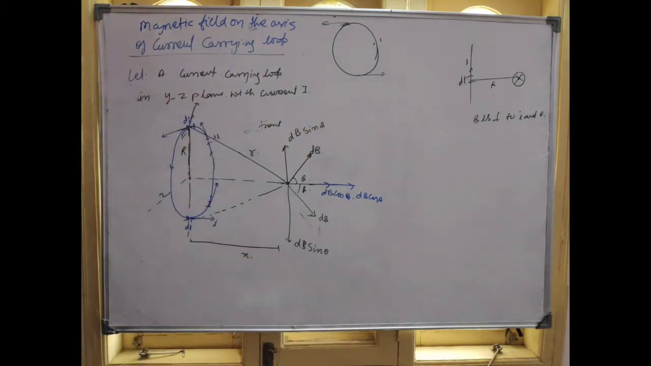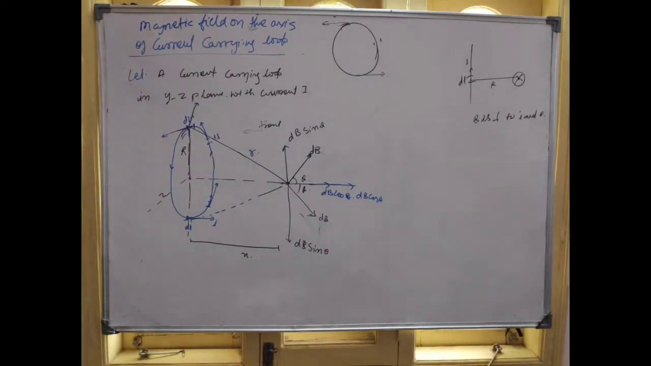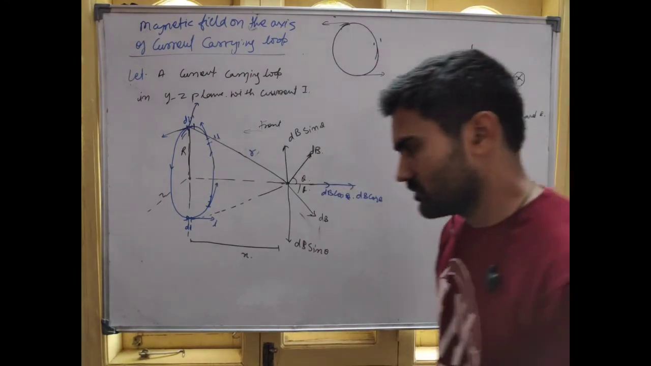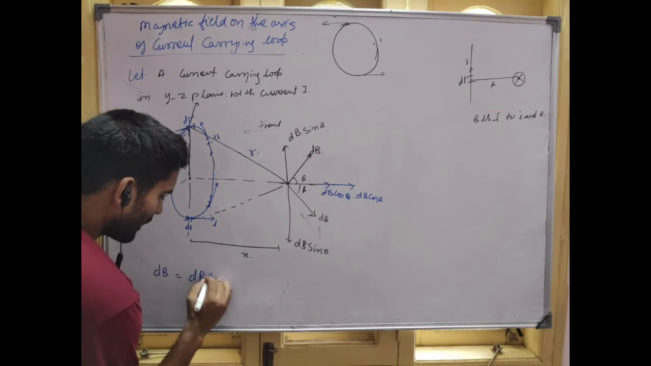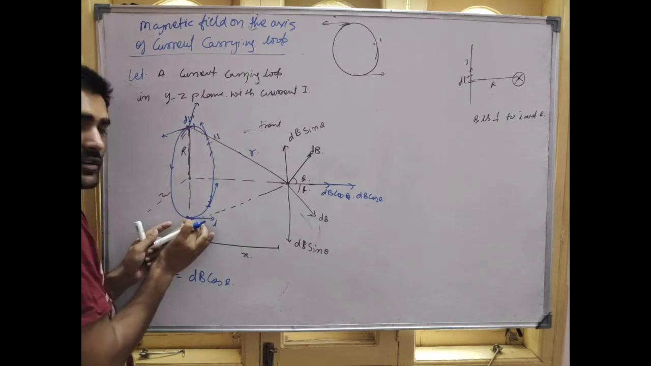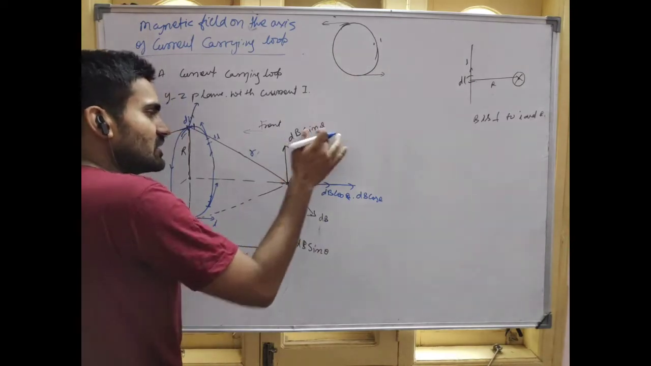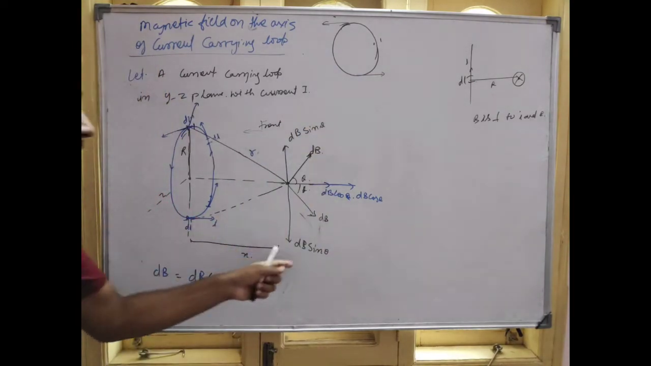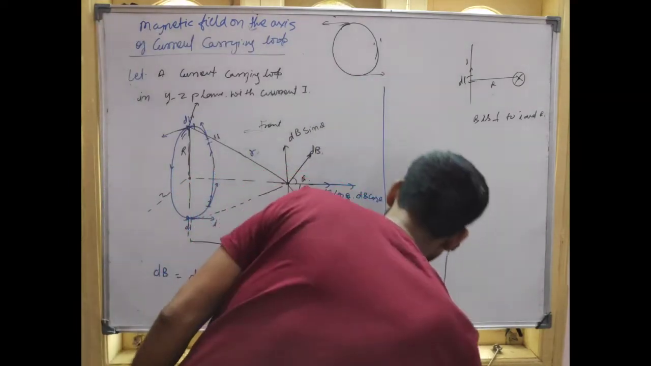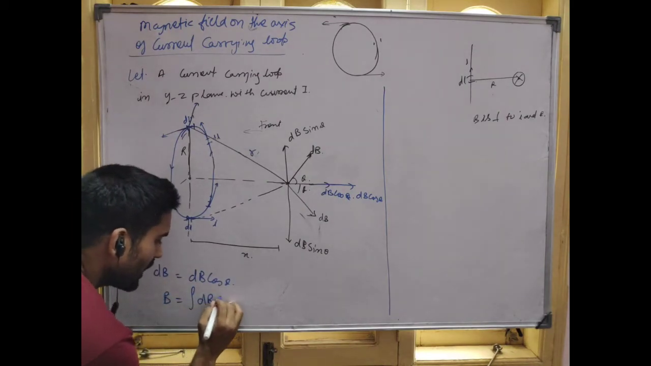Is the point clear? Don't you feel this and this component are equal and opposite? dB sin theta, dB sin theta. So it will be dB cos theta, right? Let's take only this component, this element only. I showed you this to make you understand that dB sin theta will be cancelled here. So we'll take one element and integrate to get the total magnetic field. To find the full magnitude, you have to integrate dB cos theta.